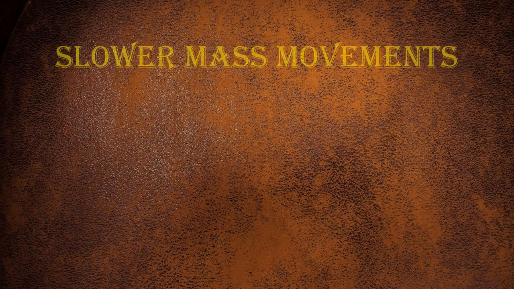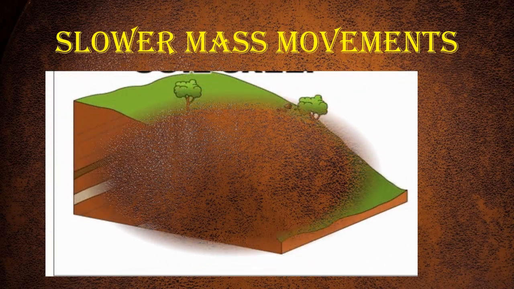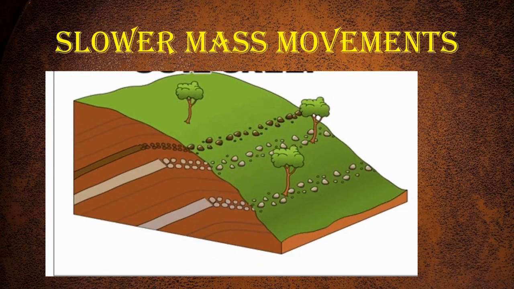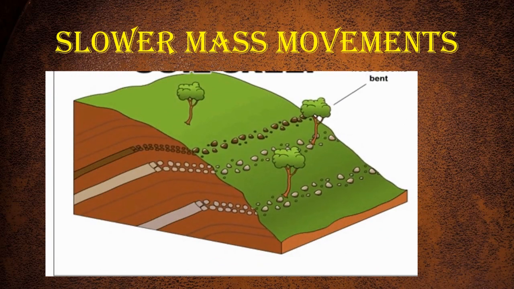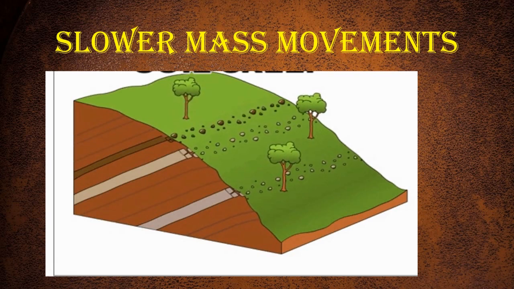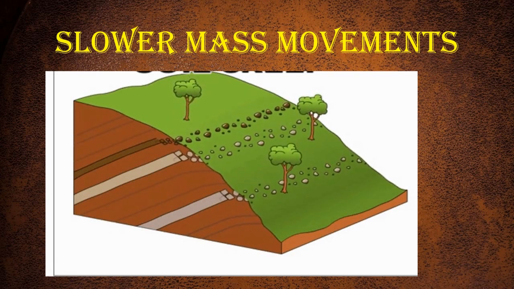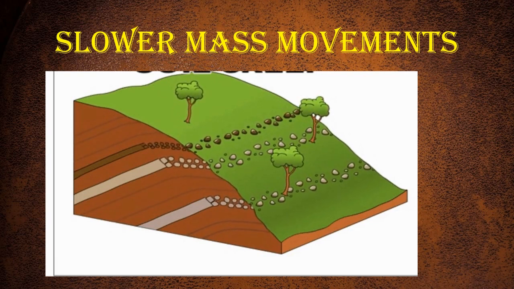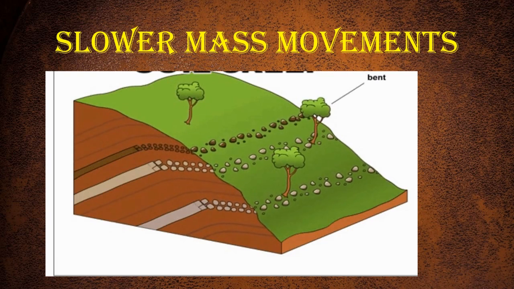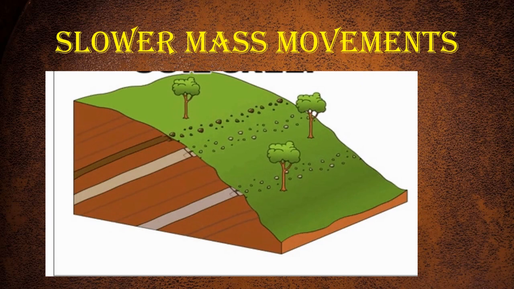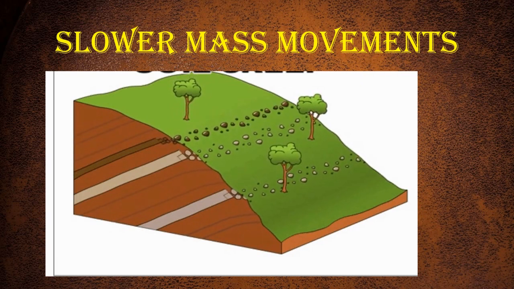Let's learn about slower mass movement. Slower mass movement occurs on a gentler slope and in an area with a dry climate, and the mass movement occurs slowly. Soil creep is a common phenomenon in such areas. As you can see here, along the slope, a small layer of soil and soil particles accumulates because of the movement of the soil. This process is known as solifluction.